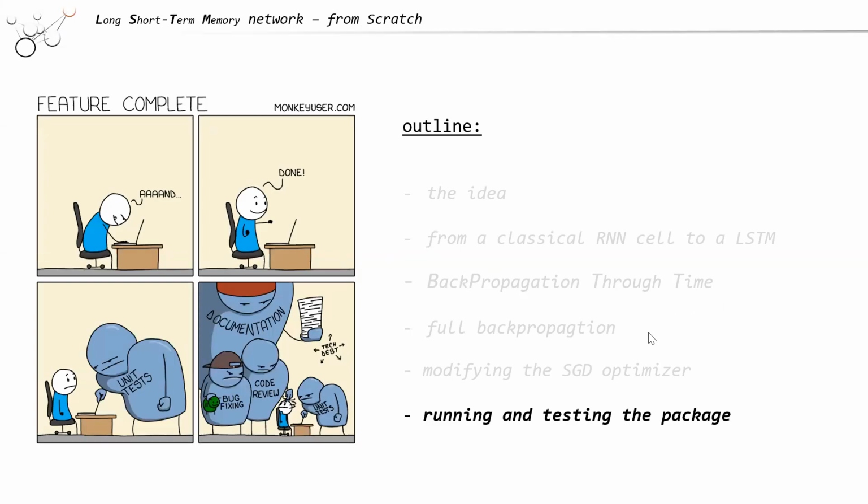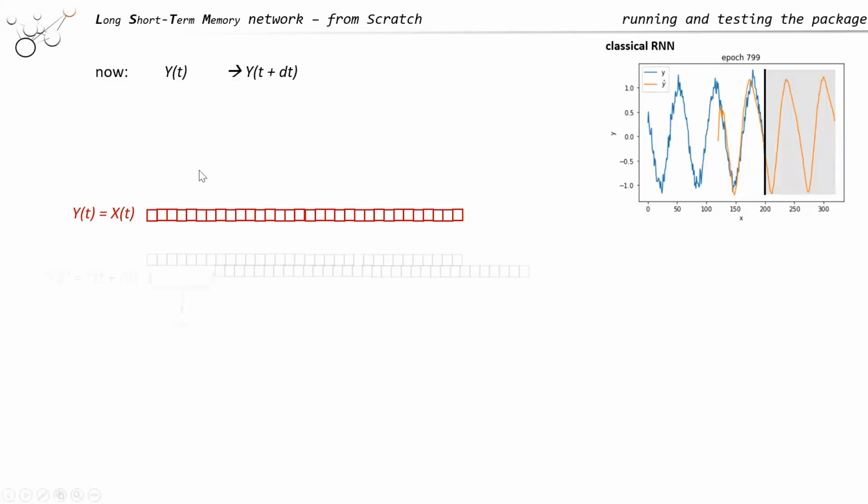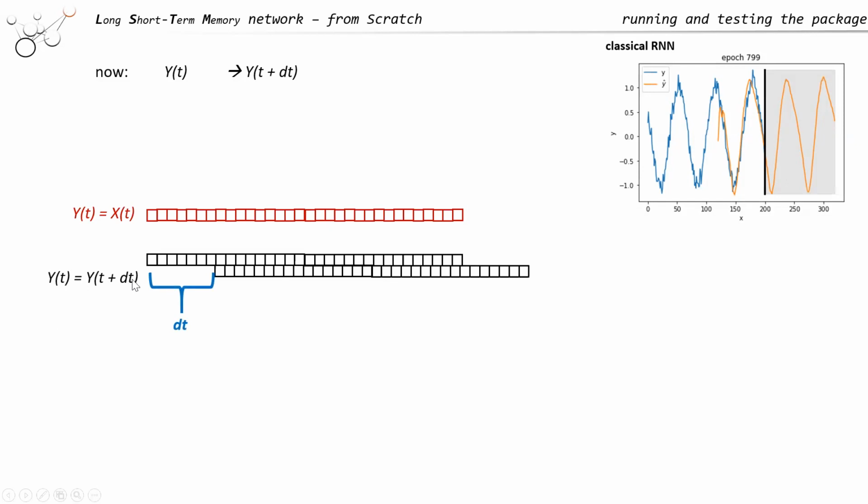So we are now ready for testing and running our LSTM, and in particular, comparing it to the RNN. The idea is the same as in the classical RNN. We have YT, which is our data, and we want to train it for the prediction YT plus DT in the future. So we use YT as our XT and YT plus DT as our training data, so that for every time point, we can make predictions for a time point in the future DT.